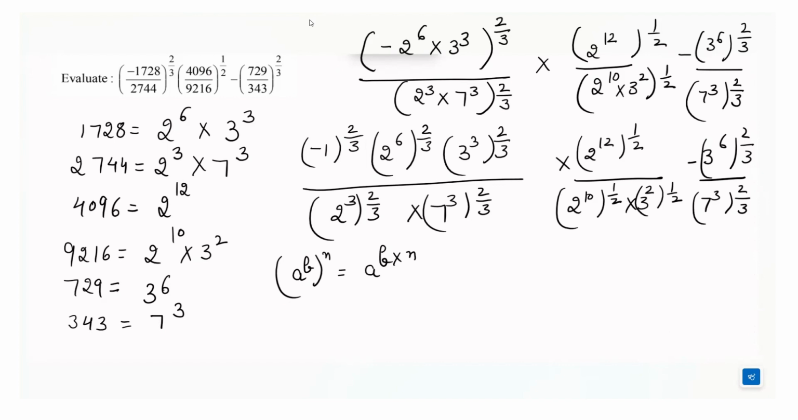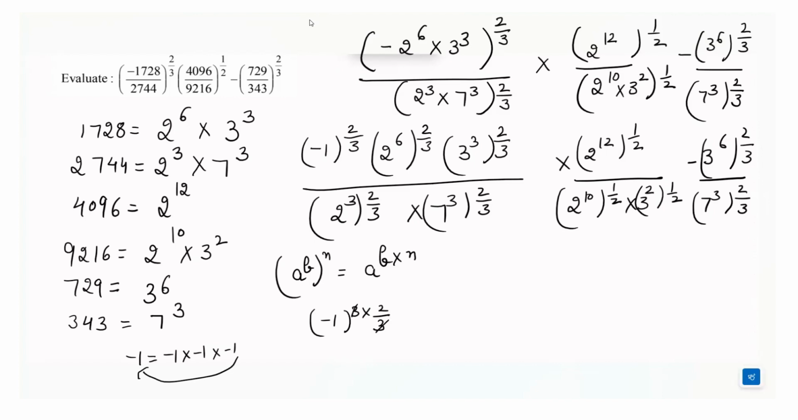Now for this, I can write (-1) raised to power 3 into 2/3. The reason is that if I write (-1) into (-1) into (-1) three times, I will again get -1. So I have to get rid of the power in the denominator place, that is 3, with the power in the numerator place. So I have written (-1) raised to power 3 rather than any other number, so we can cancel it.